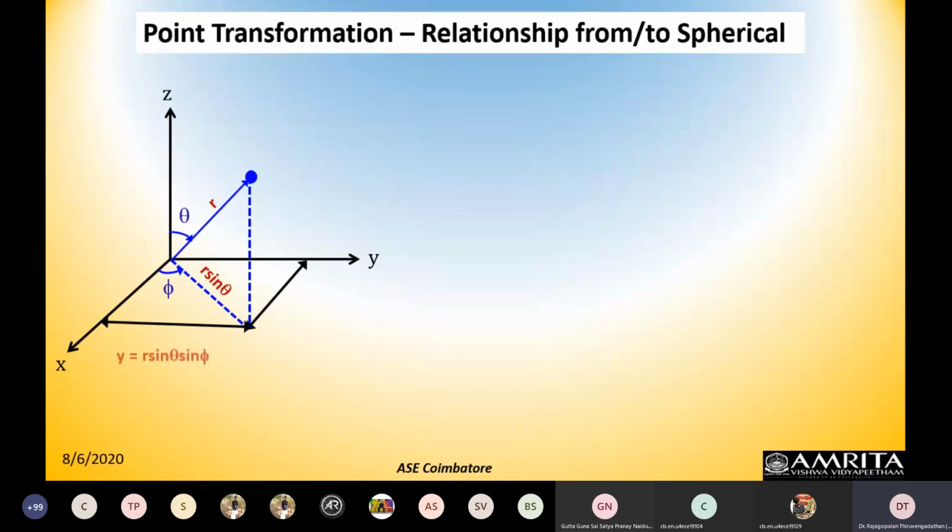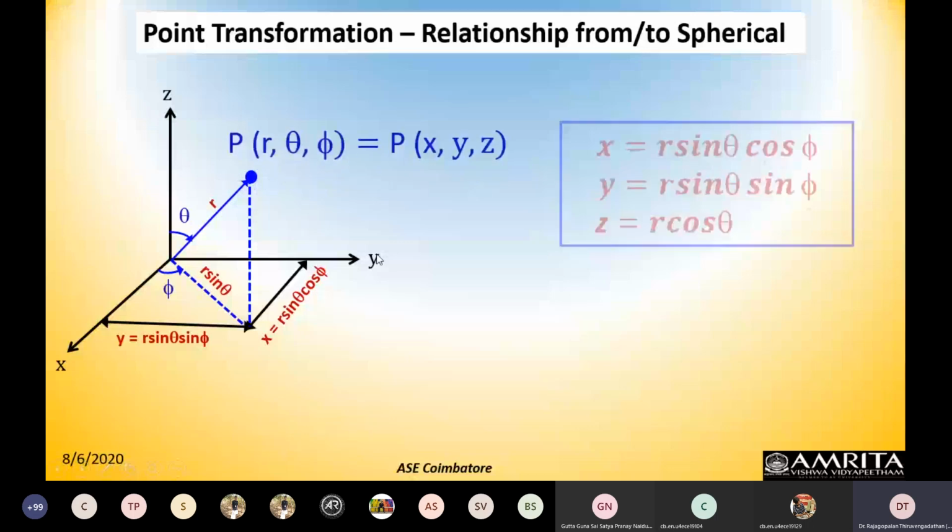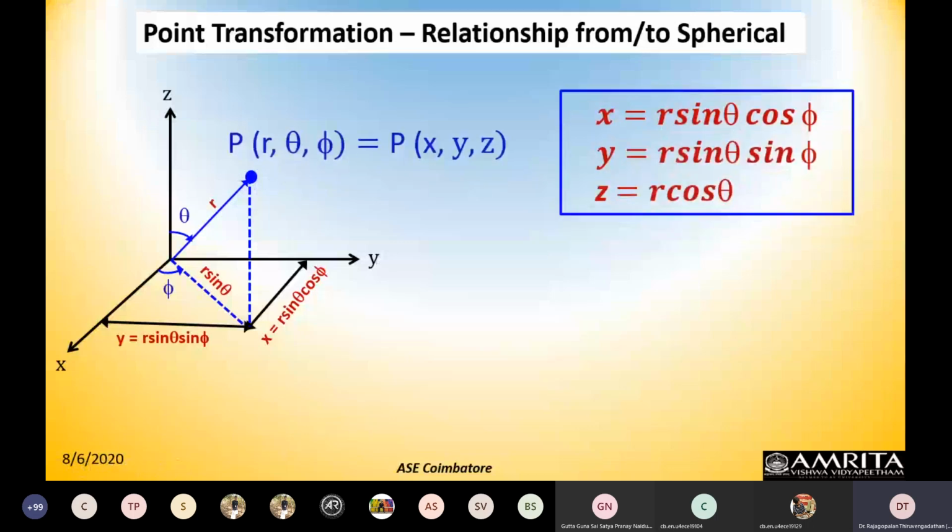So the 3 coordinates can be written as y equal to r sin theta sin phi, and x equal to, this is my x length and this is my y length. So I have the x, y, z, and the z is nothing but r cos theta. So we can write the equivalent representation of these points as x equal to r sin theta cos phi, y equal to r sin theta sin phi, and z equal to r cos theta.